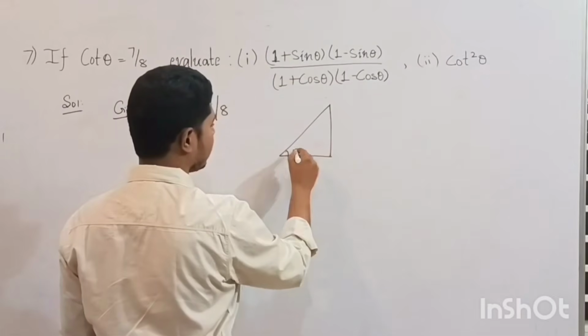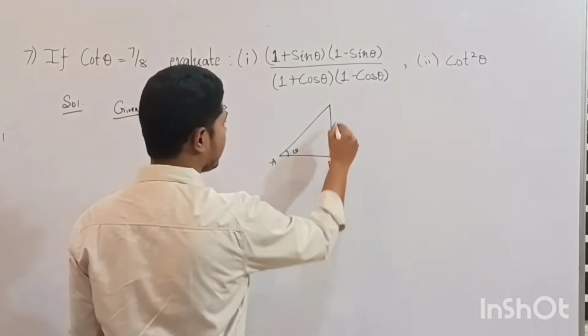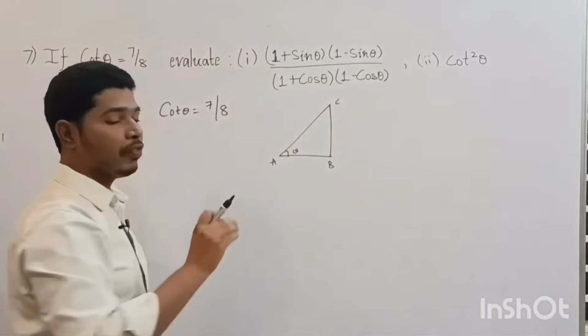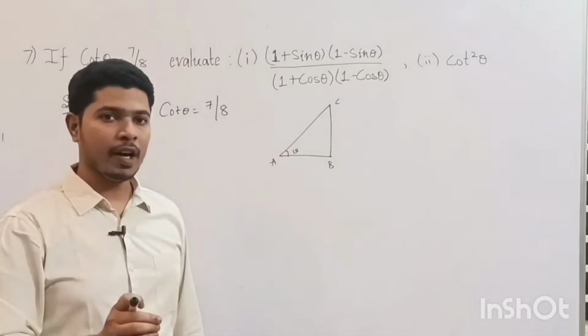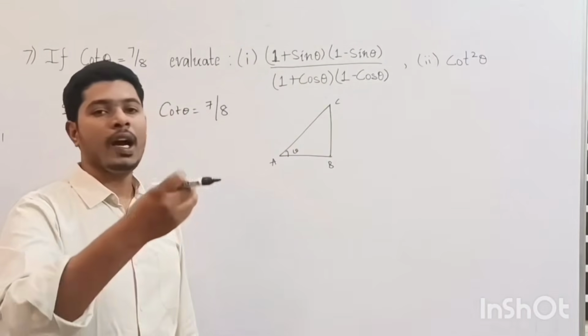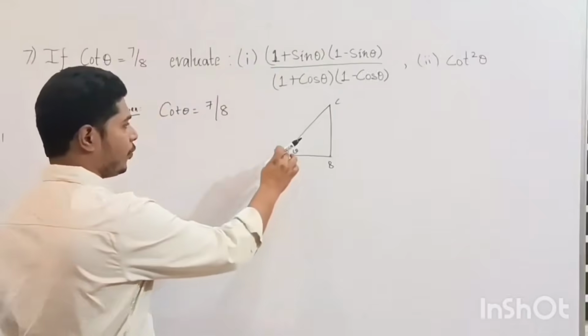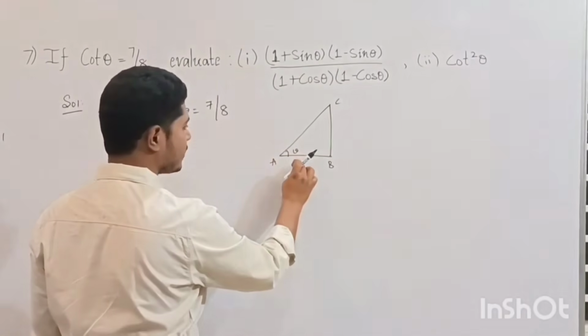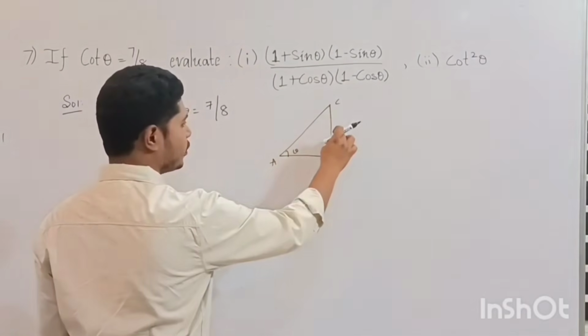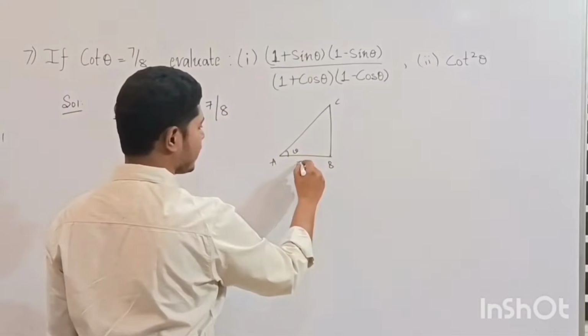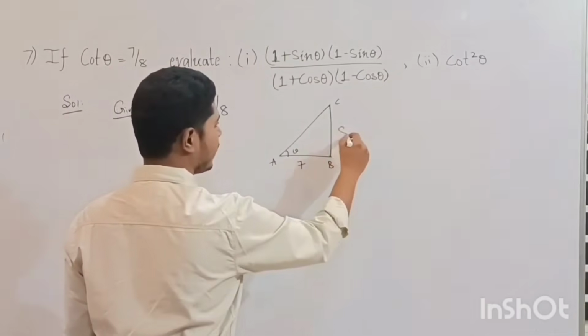I keep theta here. A, B, C. What is the formula of cot theta? The formula of cot theta is adjacent by opposite. Here, for theta, the adjacent is AB and the opposite is BC. I mention the 7 here and I will mention 8 here.